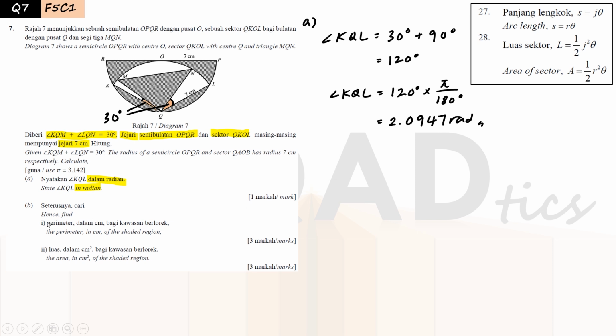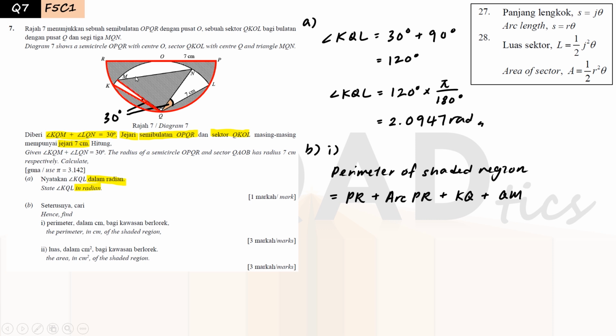And for part B1, we need to find the perimeter of the shaded region. Okay, so this one will have a lot of lines, so I will start at the outside first, then only go to the lines which are inside. Okay, so to find the perimeter of the shaded region, we need to find the length of these lines. So from the outside, it would be line PR, arc PR, which is on the outside. Okay, and now I'm going to the inside, starting with point K. So here would be KQ, QM, MN, NQ, QL, and the arc of the sector, which is arc KL.